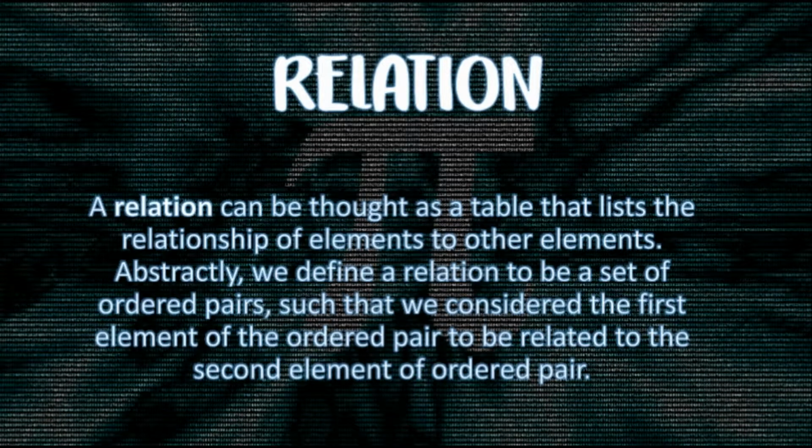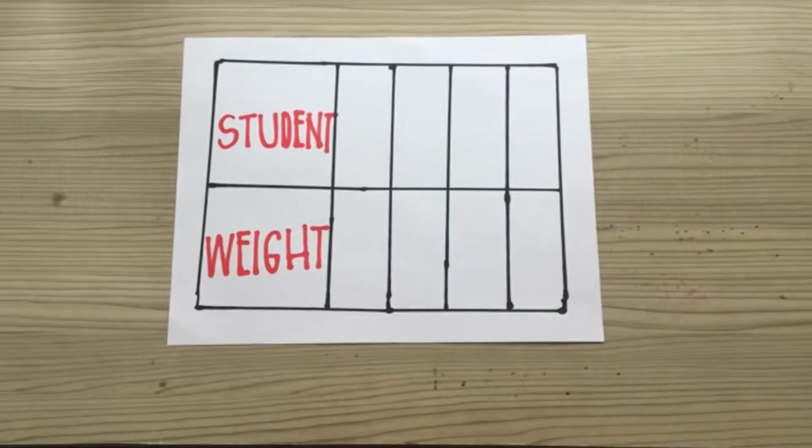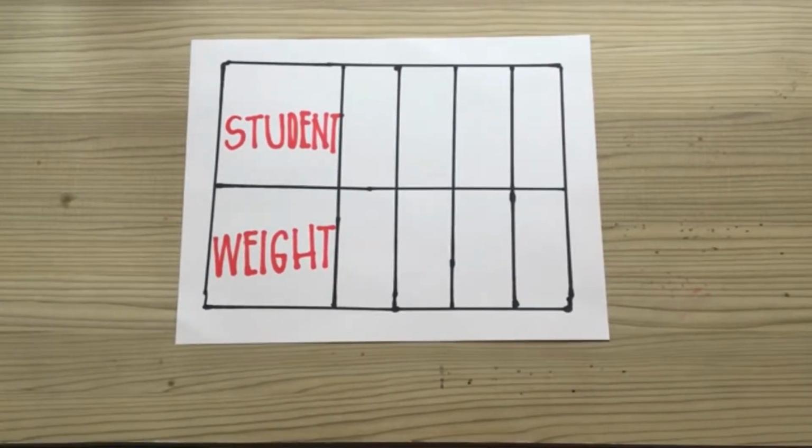A relation can be thought of as a table that lists the relationship of elements to other elements. Abstractly, we define a relation to be a set of ordered pairs, such that we consider the first element of the ordered pair to be related to the second element of the ordered pair. Let's take a look at the example below.